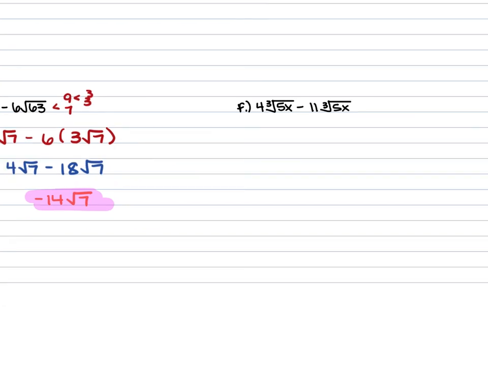For example F, we have 4 cube root 5x minus 11 cube root 5x. These two are like terms, so we just simplify it by subtracting those two. 4 minus 11 gives us negative 7. Keep it attached with a cube root of 5x.